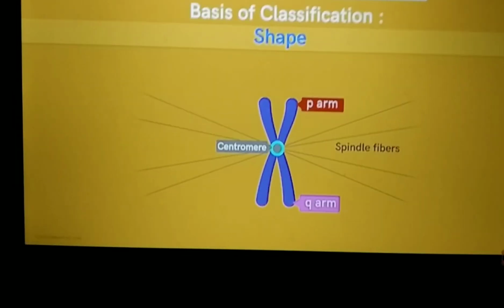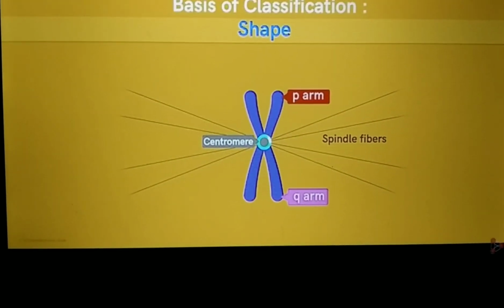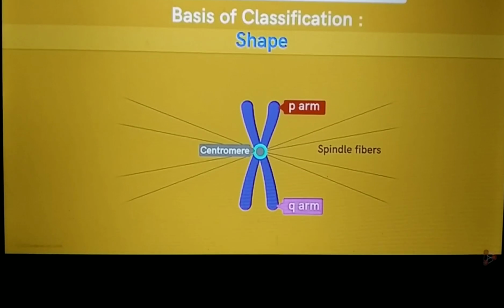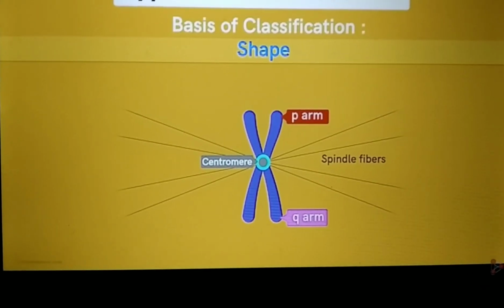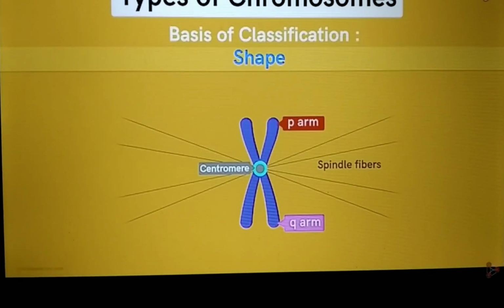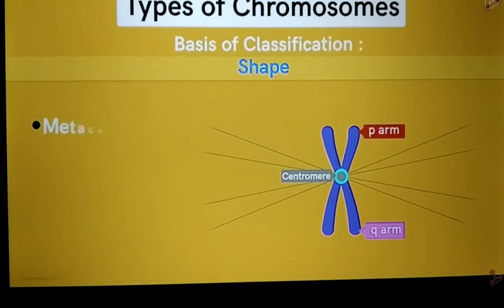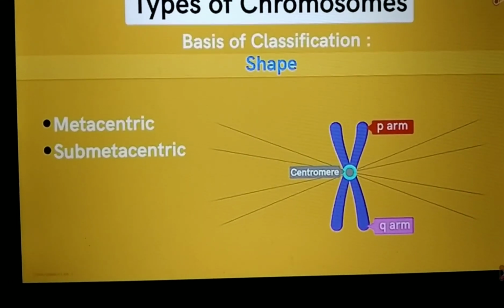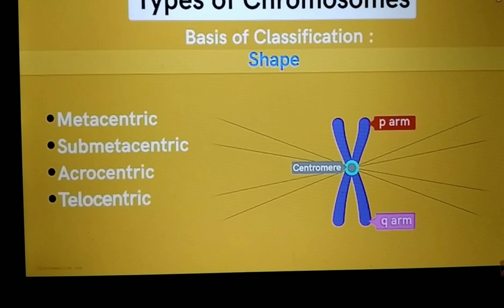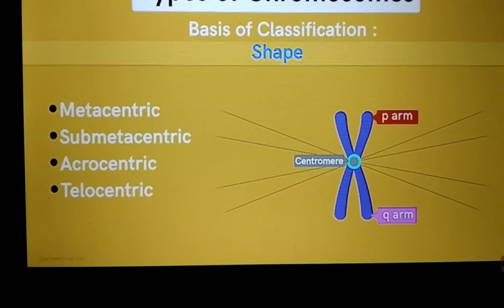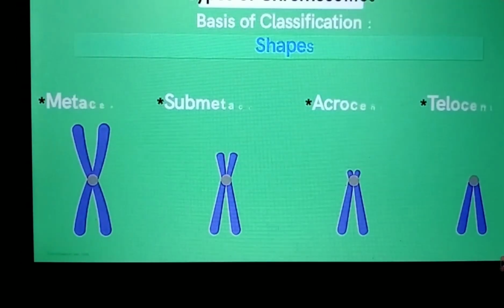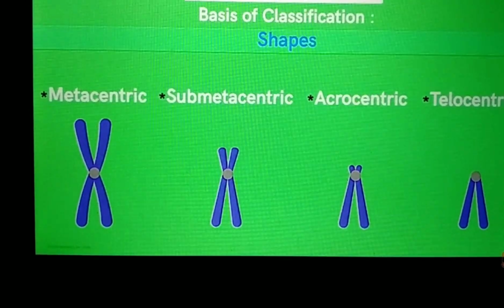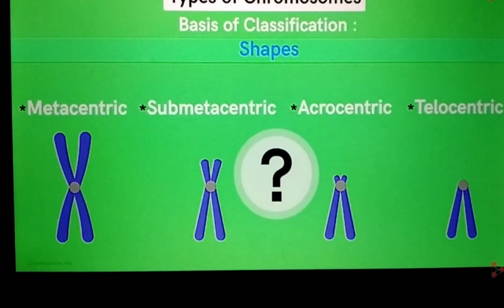And let me tell you one more interesting use of the centromere. It's the position of the centromere that helps us categorize the chromosomes into four types. The four types include metacentric, submetacentric, acrocentric, and telocentric chromosomes. Let's have a look at the structures of each type. Aren't these simple to understand?